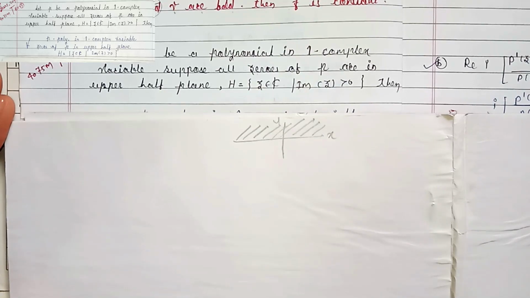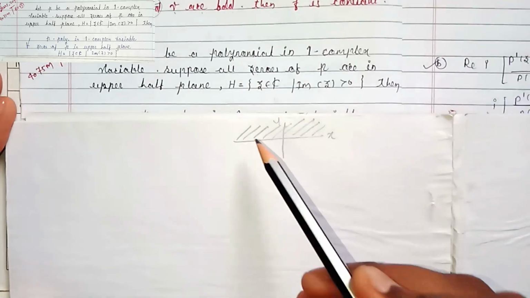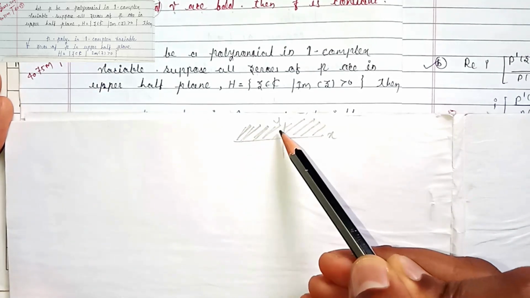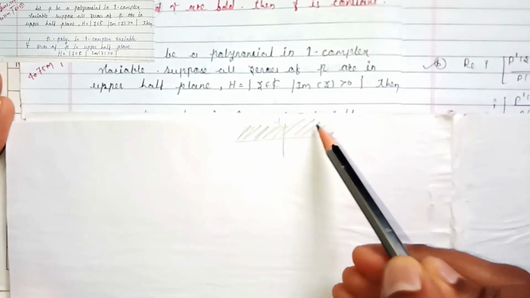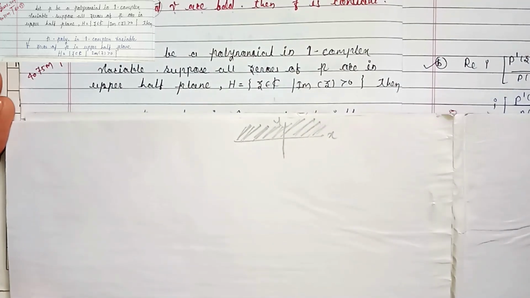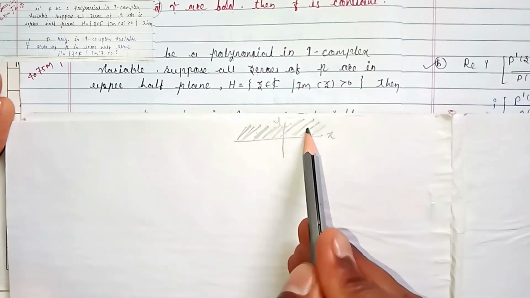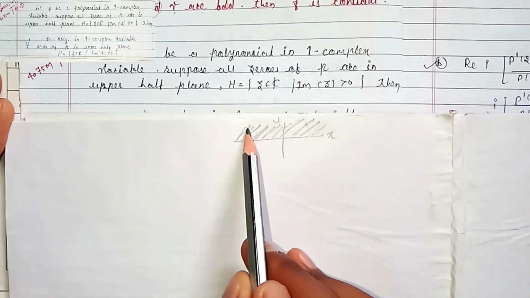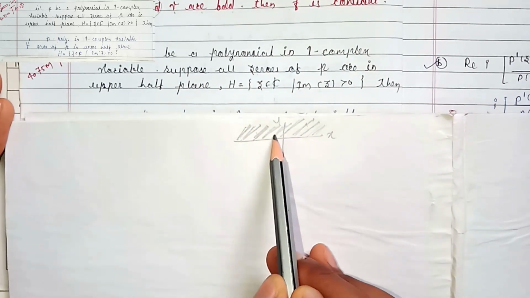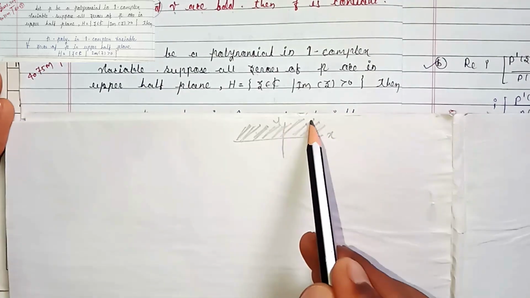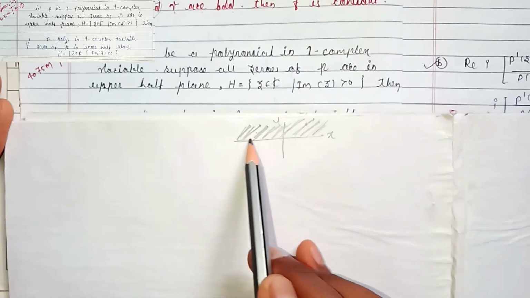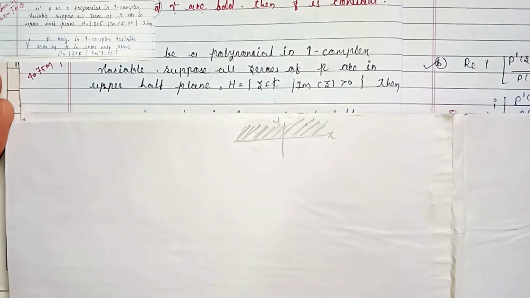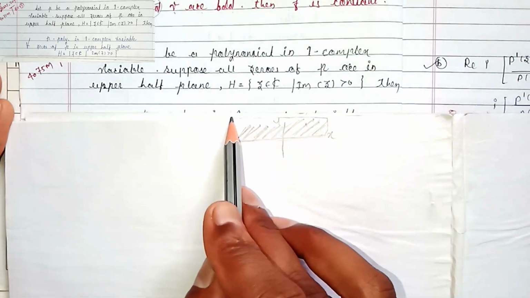So Lucas theorem says that if the zeros of a polynomial lie in the upper half plane, then the zeros of the derivative of our polynomial also lie in the upper half plane. Okay, this is the Lucas theorem. The zeros of the derivative of our polynomial lie only in the upper half plane. We do not go down to the lower half plane or any other quadrant. It completely stays in the upper half plane.